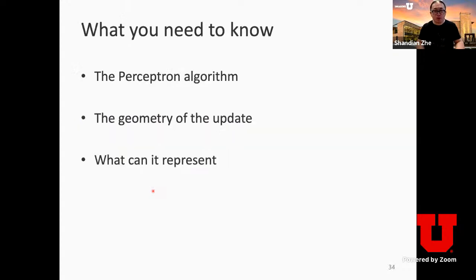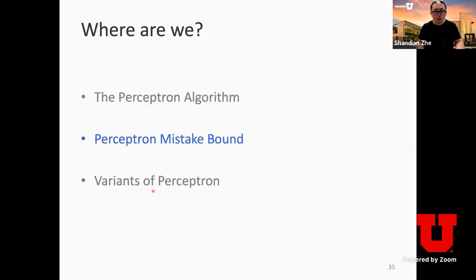Okay, so those are the key details about the perceptron algorithm, and hopefully everybody is comfortable with that and doesn't have any doubt about the meaning of the perceptron updating rule. And then we'll talk about some theoretical guarantee about the perceptron. This is called the perceptron mistake bound.